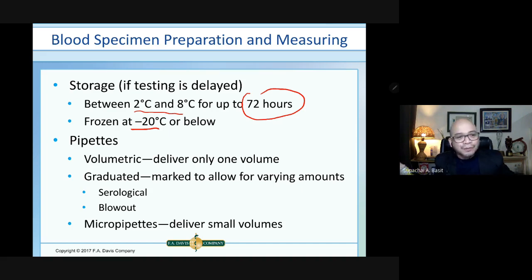So usually up to 100 microliter, you are using the yellow tips. Okay? But between 100 to 1000 microliter, you can use the blue tips. Blue tips can deliver larger amount of volume. So we have another pipette for that, but I wasn't able to bring that in my office. Okay? So these are the different types of pipettes.